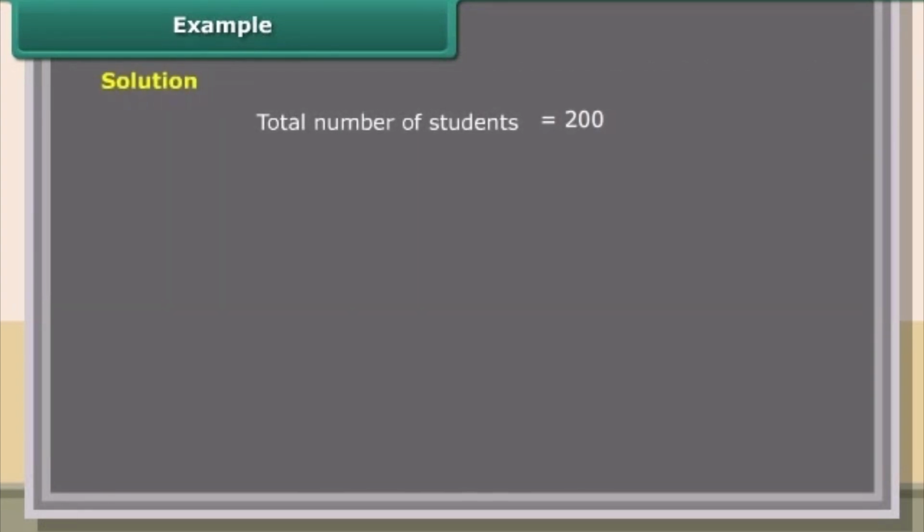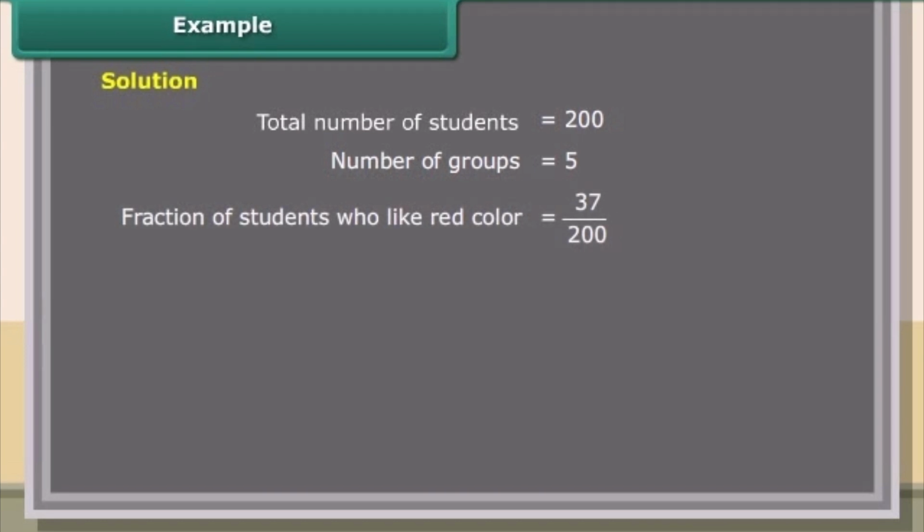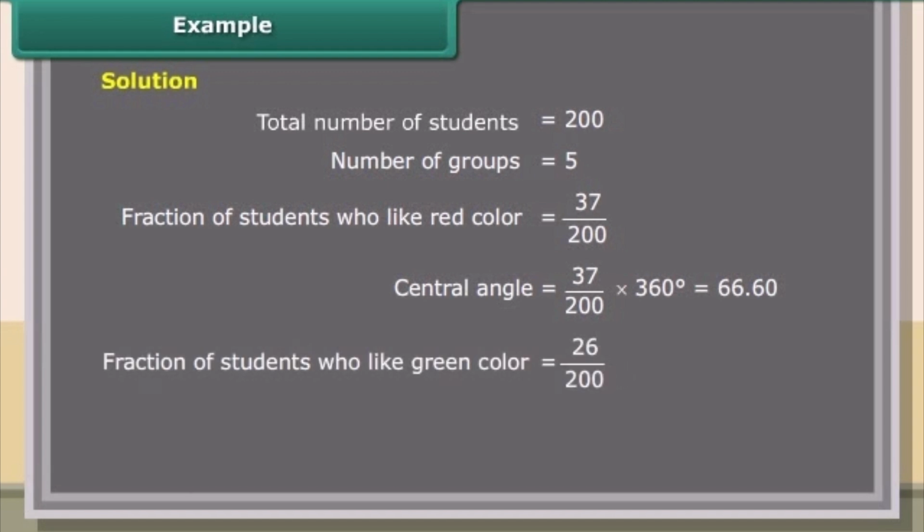Solution. Total number of students is equal to 200. Number of groups is equal to 5. Fraction of students who like red color is equal to 37 upon 200. Central angle is equal to 37 upon 200 times 360 degrees, which is equal to 66.6 degrees. Fraction of students who like green color is equal to 26 upon 200. Central angle is equal to 26 upon 200 times 360 degrees, which equals 46.8 degrees.